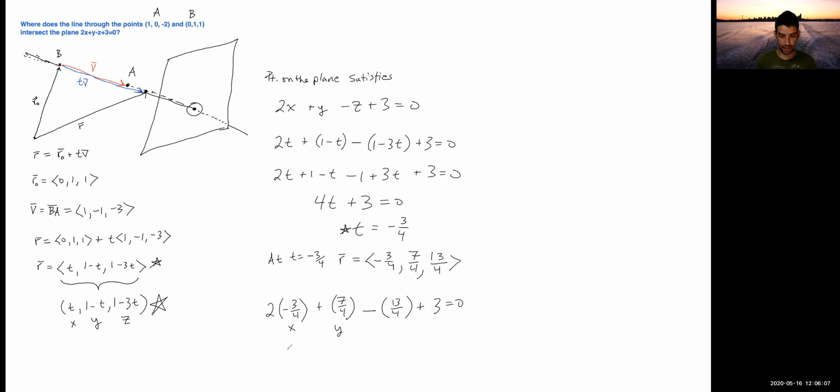What do I get? I've got negative 6/4 plus 7/4 minus 13/4 plus 12/4 equals 0. Is this true? It is, right? We've got a positive 1/4 here, so there's a total of 13/4. Adding in the 12 minus 13/4 gives us 0, and this equation is true.